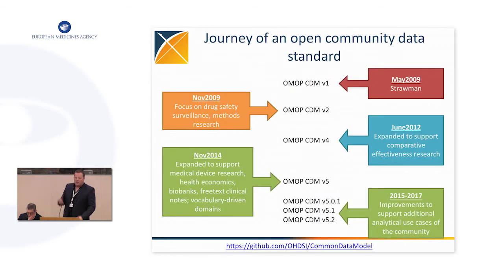If you look at this figure, you see the evolution of the model over the years. Each of the different changes in the model was driven by a specific use case. So it started with drug safety surveillance, but then because we added comparative effectiveness research, some changes were made in the model, and that over time the model is adapting to the use cases. What's interesting though is that in the last couple of years it's pretty stable. There's not a lot of changes in the model.